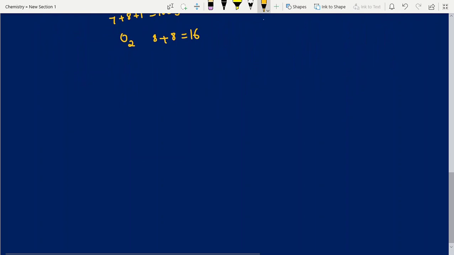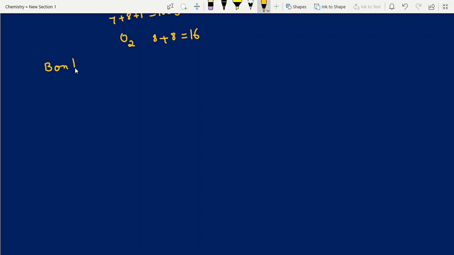Now, next one, students. Here we are going to discuss bond parameters. Already I had given an explanation of bond parameters. Bond order is directly proportional to bond energy. In the previous video I had explained bond parameters, but this is the next concept. Here also we can discuss. Bond order is directly proportional to bond energy. Bond energy is also called bond enthalpy.